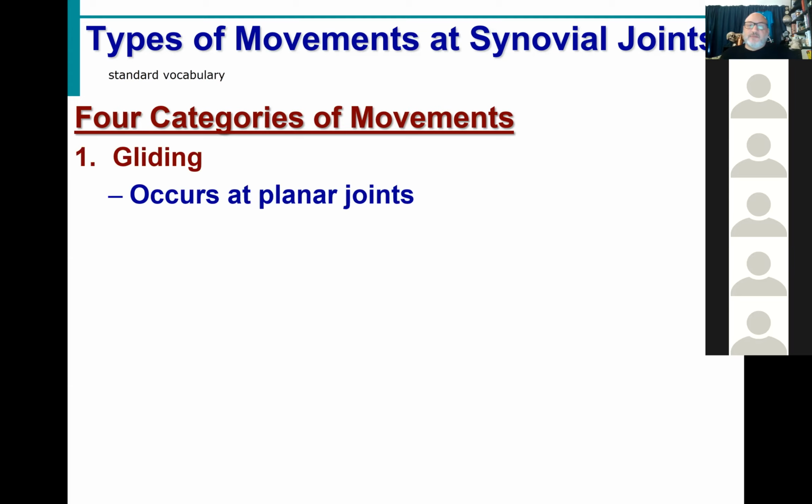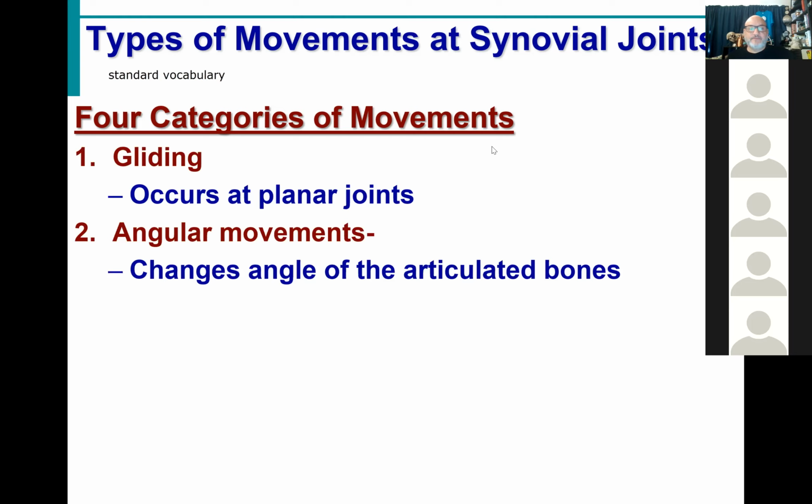Some of these we've already talked about. Gliding, as we mentioned, is just that non-axial motion where we have that movement along the one plane without changing the angle. This is different from our angular motions where you change the angle. As we talked about here, I've got 90 degrees and now I have 45 degrees, right? So we're changing the angle between them.